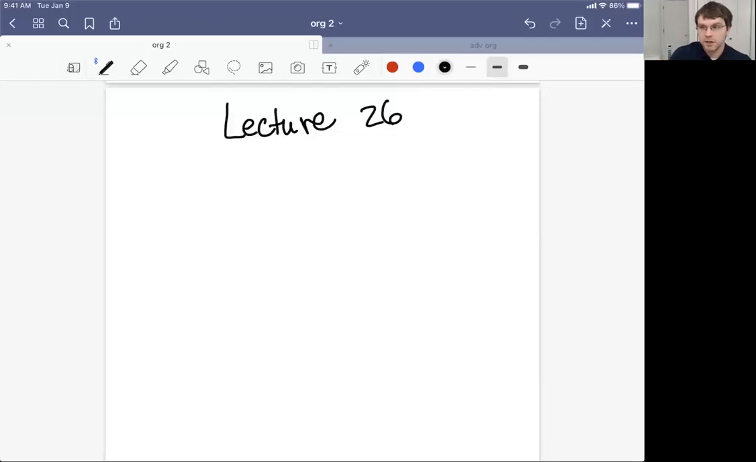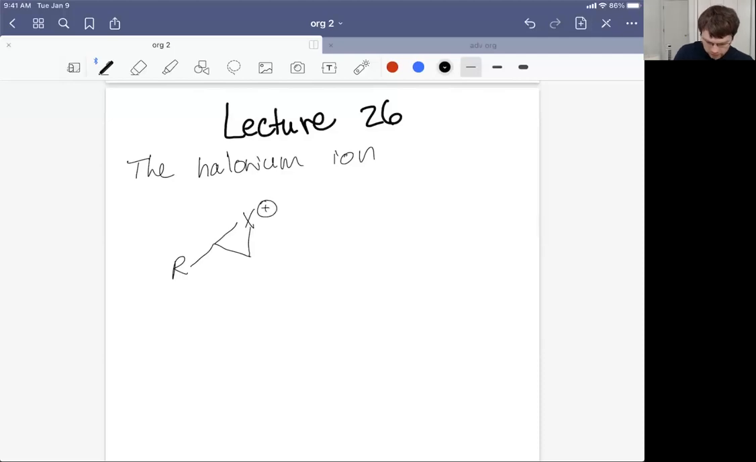In this lecture, we're going to talk about reactions that involve what's called a halonium ion. So let me first just get that out in front of everybody. The halonium ion looks like this. It's a three-membered ring where we have an X bridging, or connected to, two carbons simultaneously. That X has a net formal positive charge.